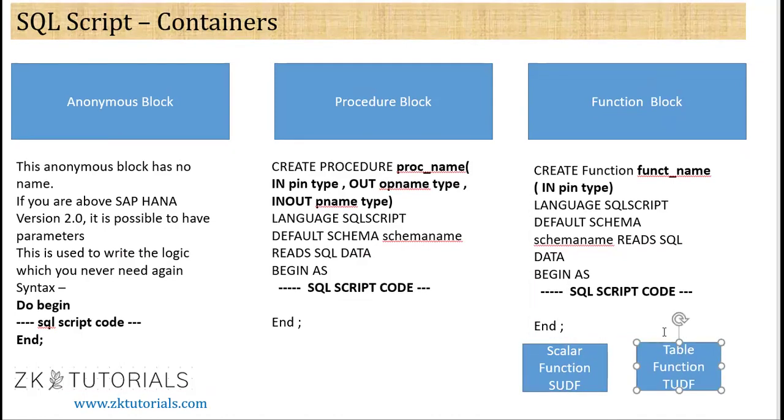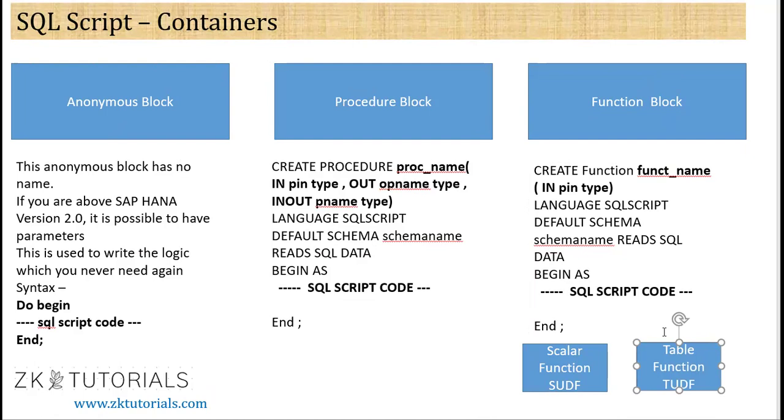Okay. You write some logic, you run it, finish it off. That's all. Trash it. You never need it again because the database never stores this anonymous block. If you come tomorrow, it will not be stored. You want to do one simple activity once for all, and that's all you want to do.